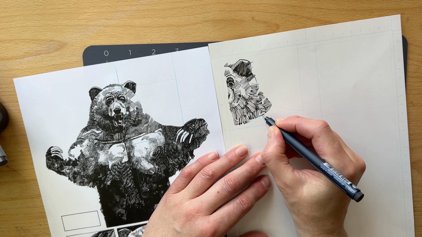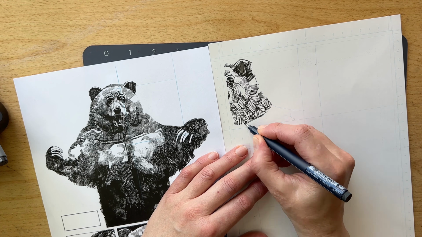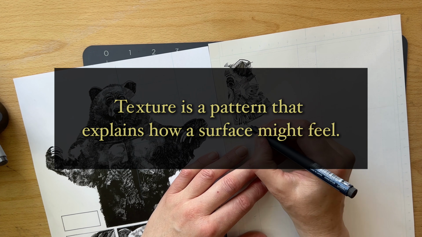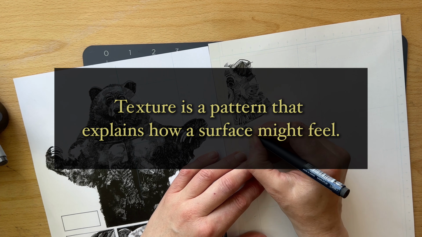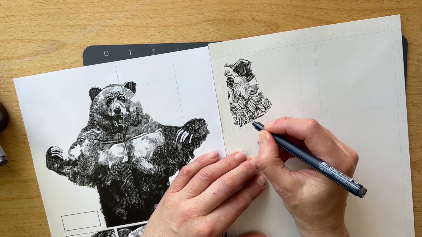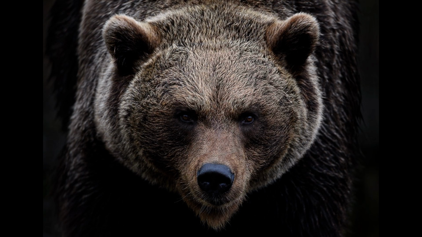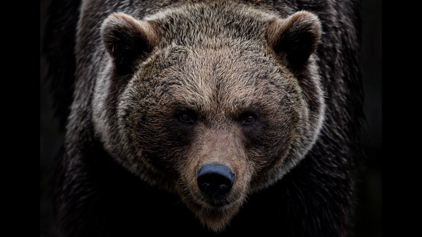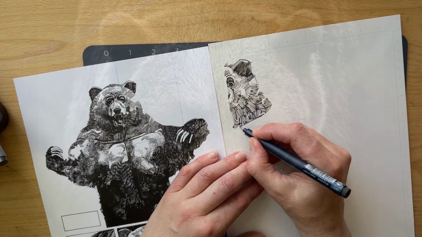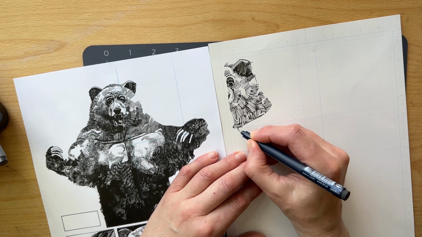Let's start with textures. Texture refers to a pattern that visually explains how a surface might feel. In a realistic style of illustration, an artist would typically aim to render subject's texture to closely resemble what it looks like in real life. Sergio Toppi adds an element of design to his textures.